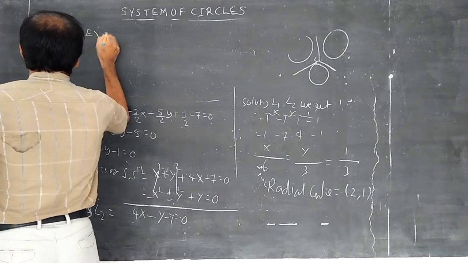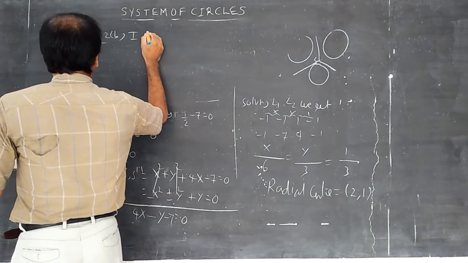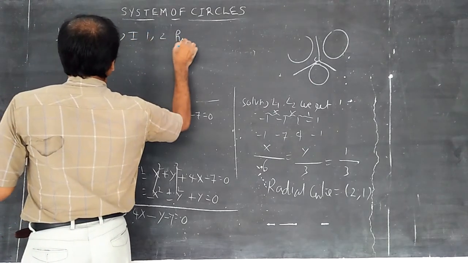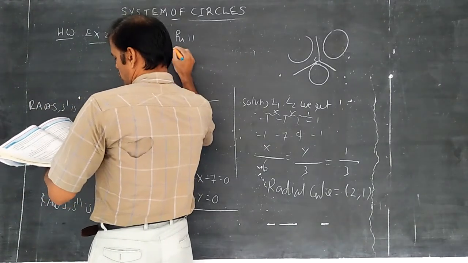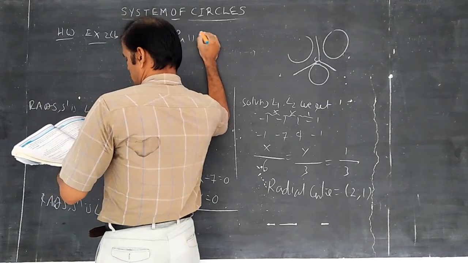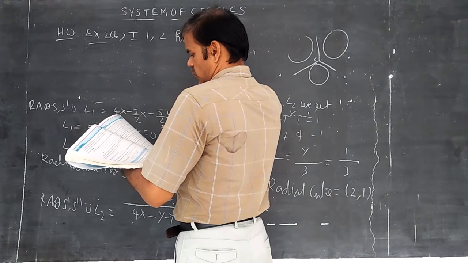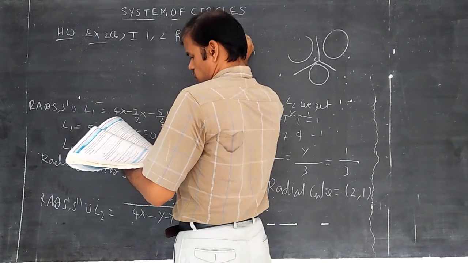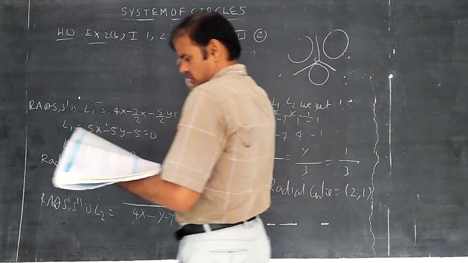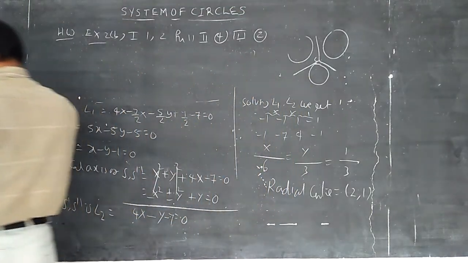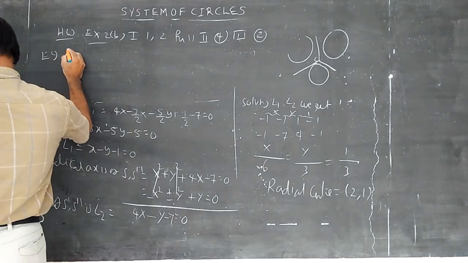Homework: exercise 2B, Roman number 1 and 2 full. Next, Roman number 2, find the equation of common tangent, that I will say later. Roman number 2, 4, that is homework. And Roman number 3, 2, it is homework. That's all. Let us discuss the examples.